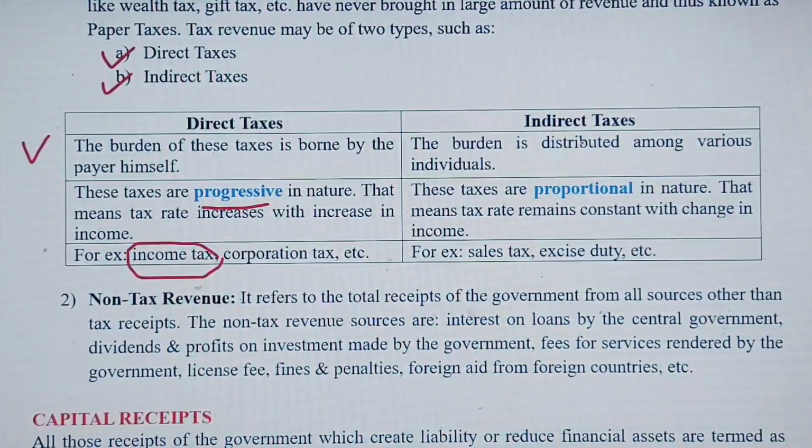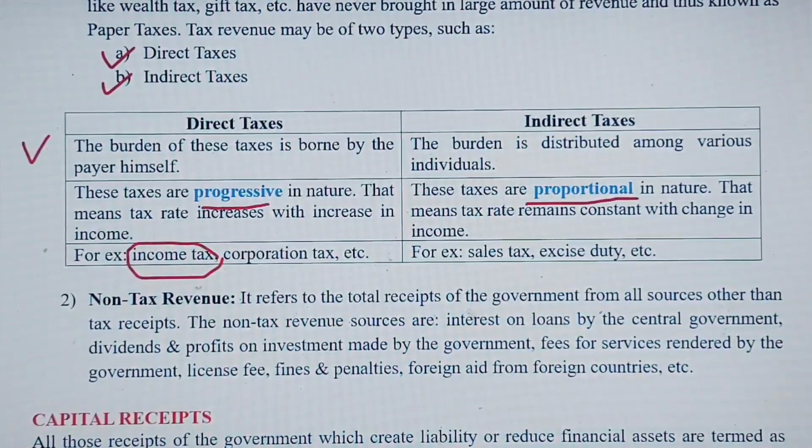Similarly, indirect taxes are generally distributed among various individuals, and these are proportional in nature, or proportional tax. That means these tax rates remain constant whether the income increases or decreases. It doesn't make any difference. For example, sales tax, GST. These are paid by almost all the people of the country who consume goods and services. So we just can't escape this tax. So these are indirect taxes, right?